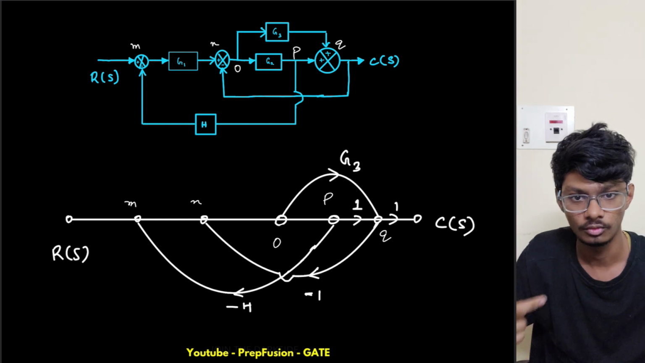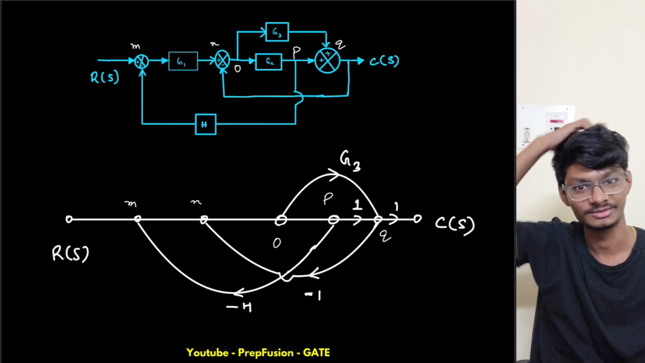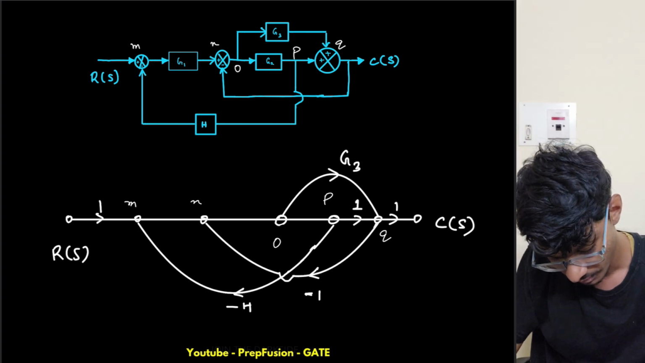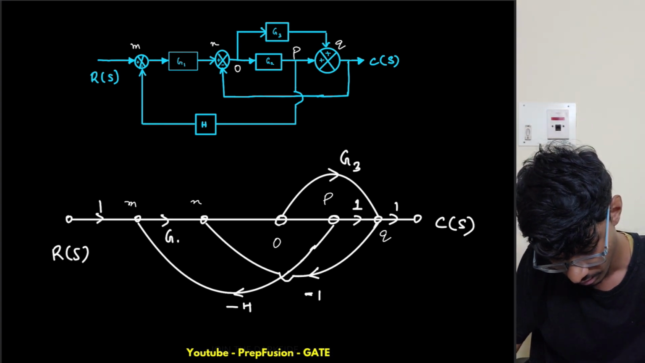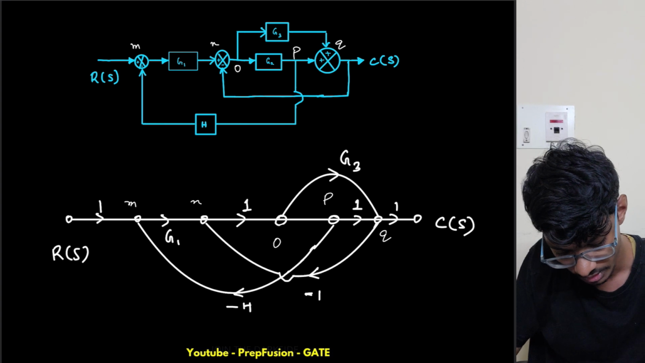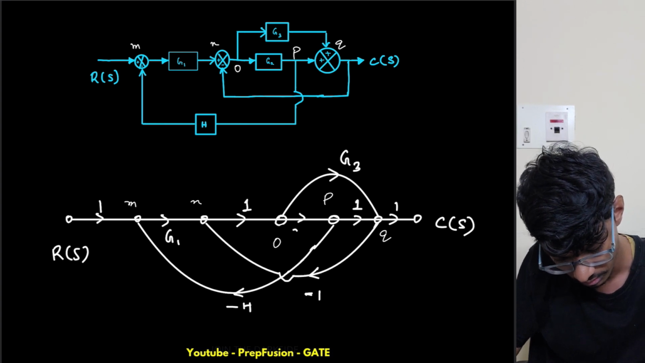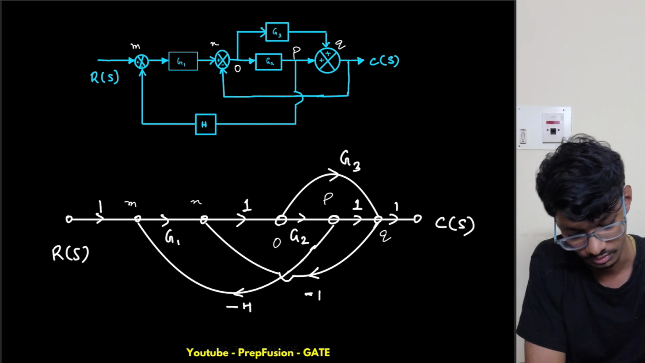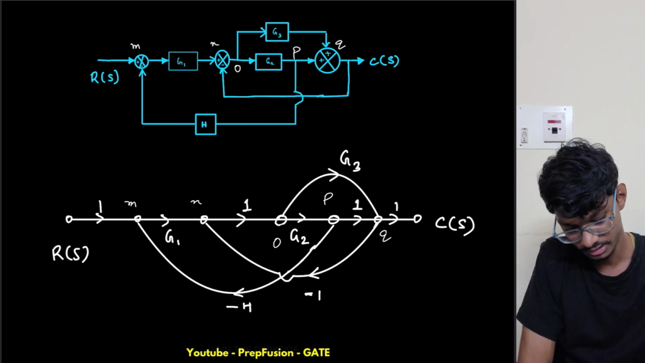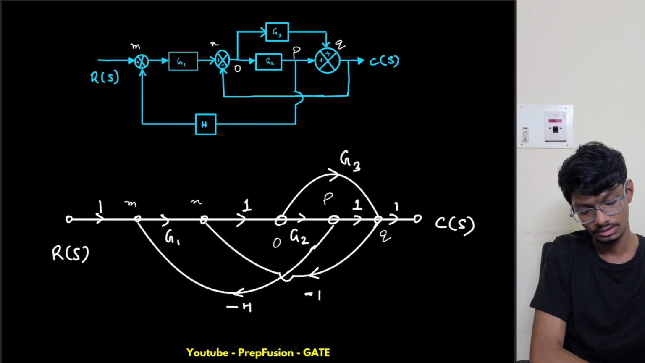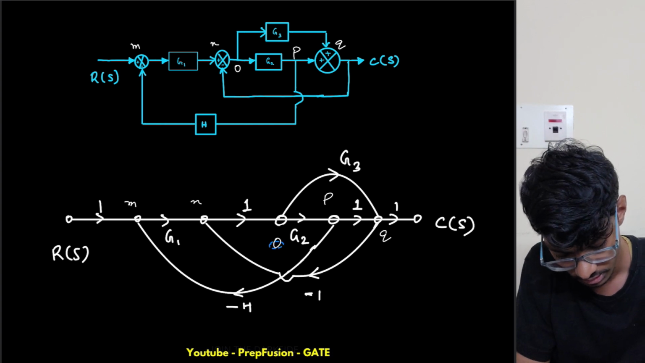So let me write the flow gains, right? Excuse me for my hair. So flow gains, this is 1, this is G1, from N to O is 1 only, right? From O to P we have G2 gain. From P to Q only 1, Q to C also only 1. And all the gains are written. From M to N we have G1, already written that. So yeah, the signal flow graph is ready.